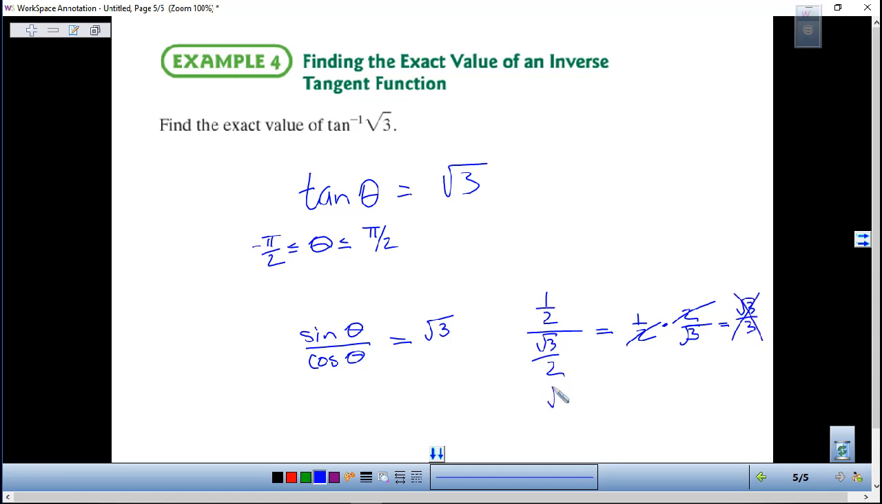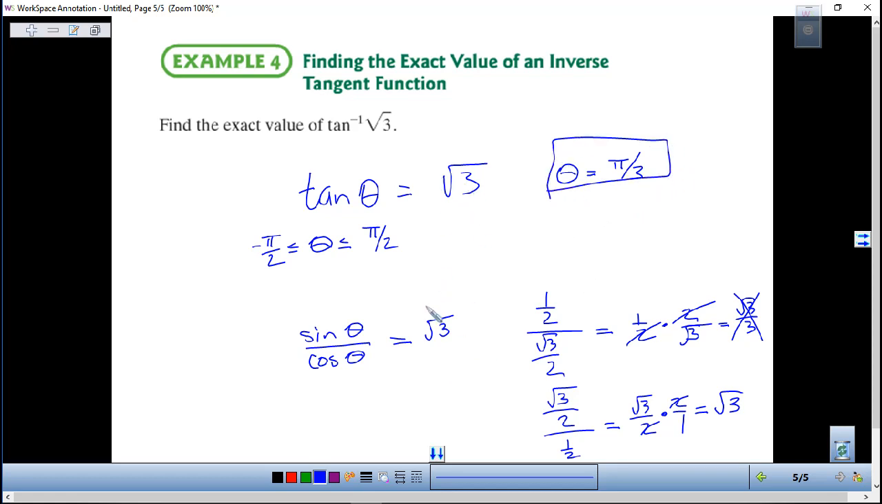What happens if I flip these two? What about the square root of 3 over 2 over 1/2? Well, that is going to look a lot better. So we got the square root of 3 over 2 times the reciprocal of this, which is 2 over 1. The 2's check out, and I got the square root of 3. So now, what angle will give me a sine of square root of 3 over 2 and a cosine of 1/2? Well, that is pi over 3. Now, if this had been negative, we would know that it would be in quadrant 4, and it would just be negative pi over 3. So you can always work backwards and find out what you need.